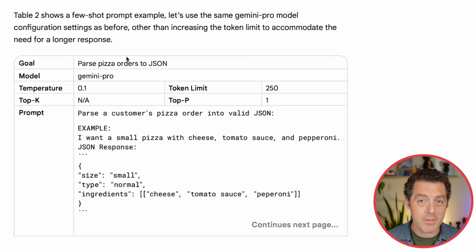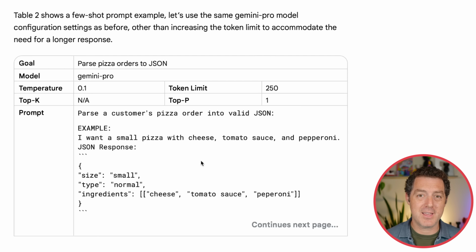So let's look at the example they give in this document. The goal is to parse pizza orders to JSON. Here it is. So here's the prompt. Parse a customer's pizza order into valid JSON. Example, I want a small pizza with cheese, tomato sauce, and pepperoni. Now, if we give that exact prompt with nothing else to the model, it is going to infer what the structure of the JSON object should be.